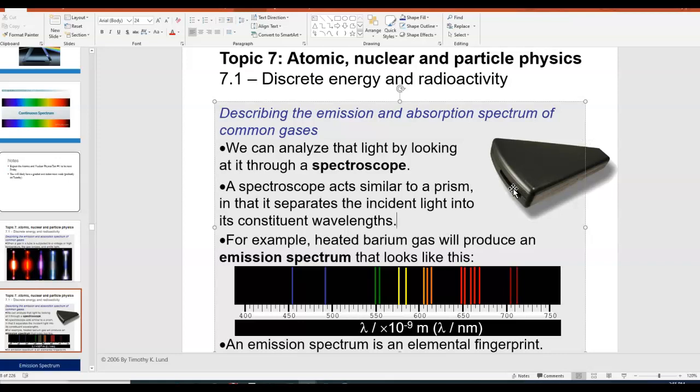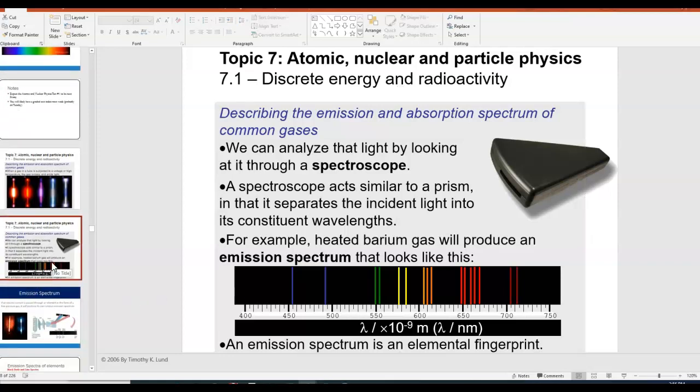So one example of a way that you can get light to be produced from different elements is by heating it up. The other way is by running electricity through it. And we'll talk about why that is later. But again, this is an example of an emission spectrum, and so this is the emission spectrum for barium gas. And it says at the bottom, an emission spectrum is an elemental fingerprint. Now, normally when people think of fingerprints, they think of something that humans have that's unique to each individual human. And the analogy here is that it turns out each element has a unique set of emission spectrum lines. We'll come back to that in a second.